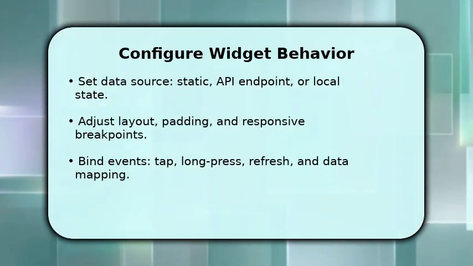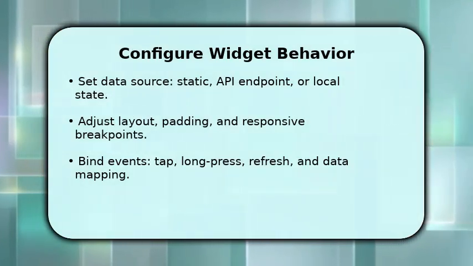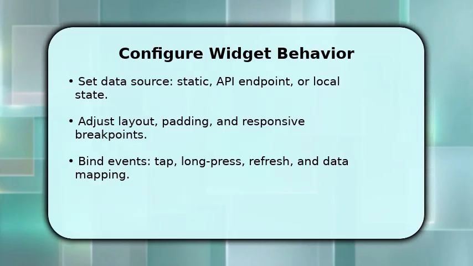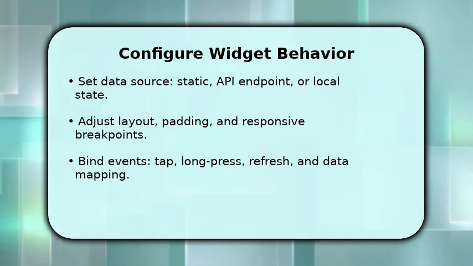You now configure how the widget behaves and where it gets data. First, choose a data source: static for placeholders, an API endpoint for live data, or the local state for in-app values, and map fields to display nodes.